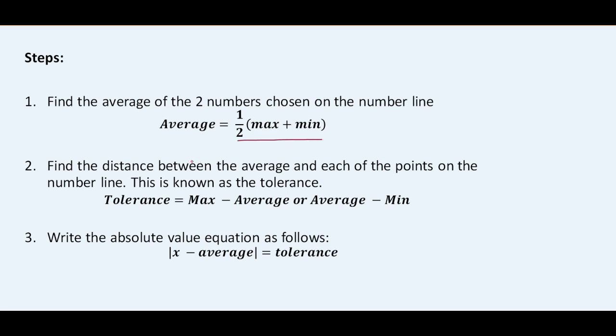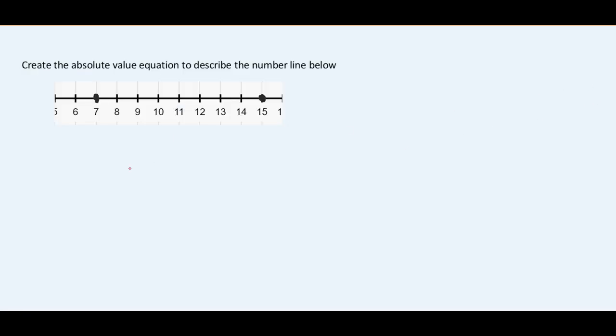And then the next thing we're going to do is find the distance between the points given and the middle, or the average that we discovered from step 1, and that value is called the tolerance. And then we're going to write the absolute value equation as x, which is the unknown, minus the average equal to tolerance. Let's take a look at a few examples.